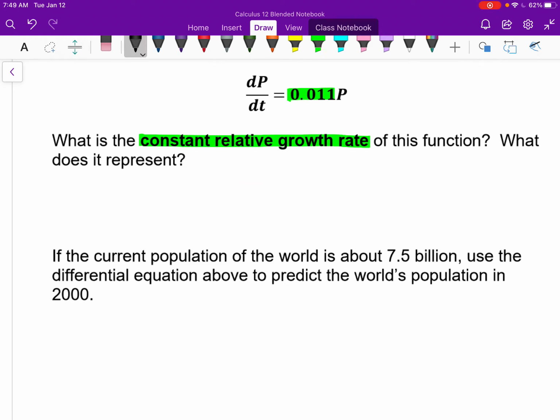So what does it represent? The 0.011 represents the instantaneous rate of growth of the world's population at any given point in time. As a percent, which we don't have to express it as but quite often do, that's 1.1%. So this represents that at any given point in time, according to our model, the world's population is growing at a rate of 1.1% per year.